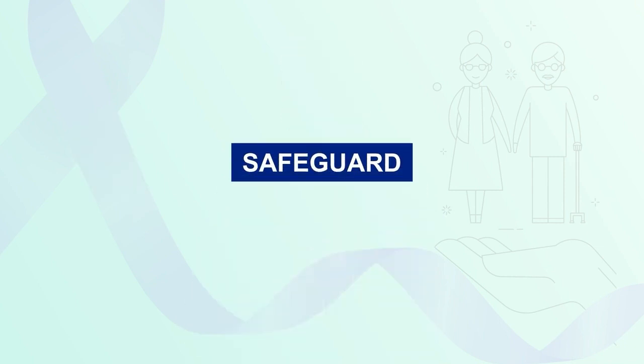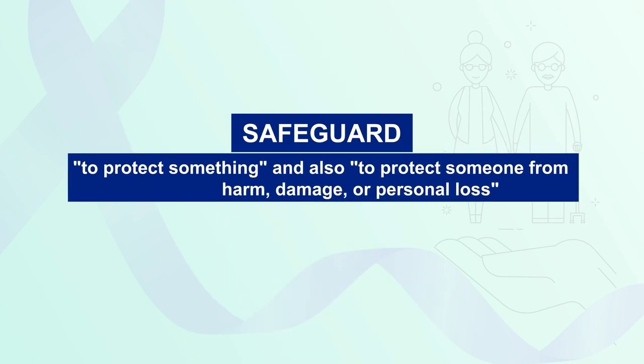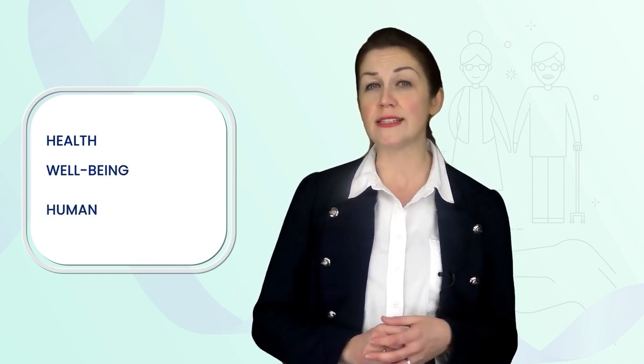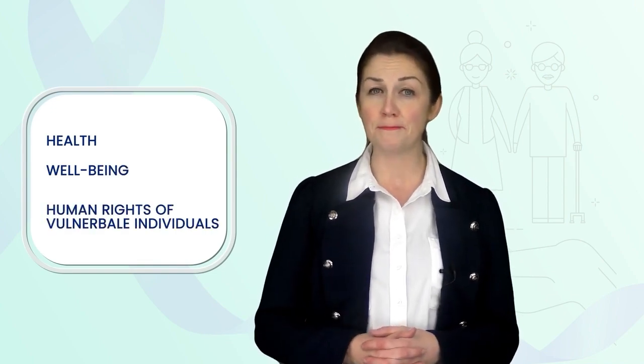Hello. According to Common English Dictionary definitions, the word safeguard means simply to protect something, and also to protect someone from harm, damage, or personal loss. In terms of community care and social services in this country, the word has become the general term used to describe significant measures that are taken to ensure the upkeep of the health, well-being and human rights of vulnerable individuals.